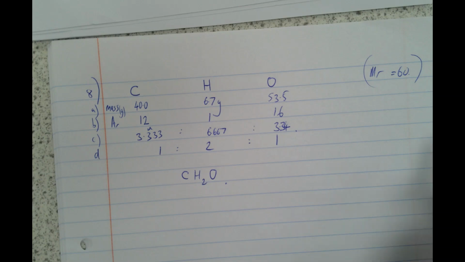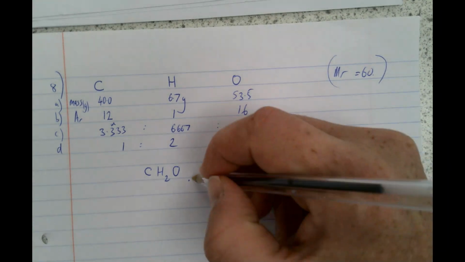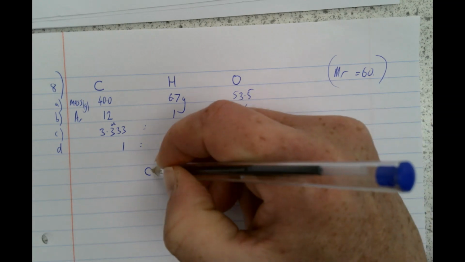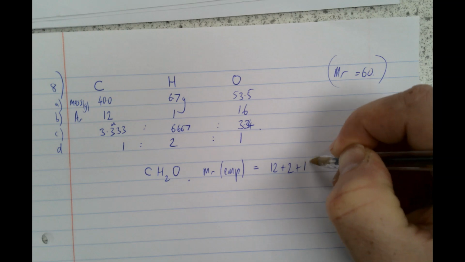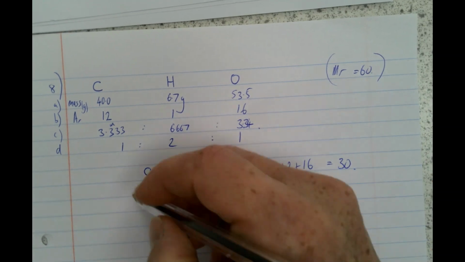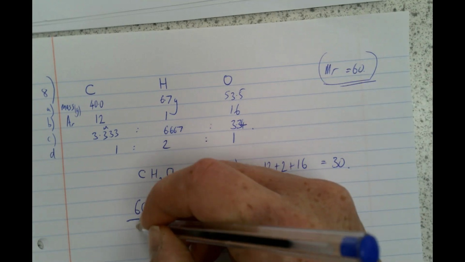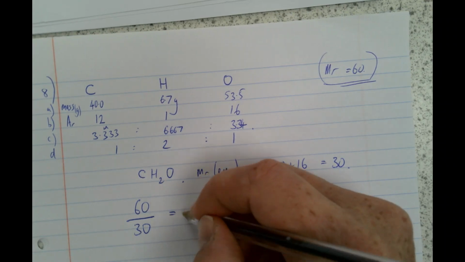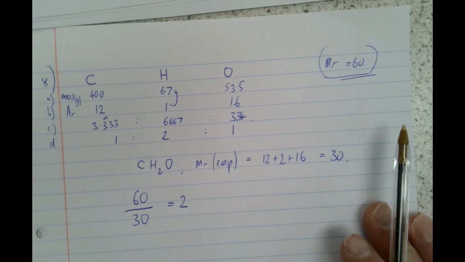Now to work out the molecular formula, we've got to look at the fact the molecular mass is 60, and the mass of this formula, so the Mr of the empirical formula, is equal to 12, add 1, add 1, add 16. So 12, add 2, add 16, is equal to 30. And to work out the molecular formula, you do the molecular mass, which is 60, divided by the formula mass of the empirical formula, which is 30, is equal to 2. So there's twice as many carbons and hydrogens and oxygens in the actual thing as in the empirical formula.